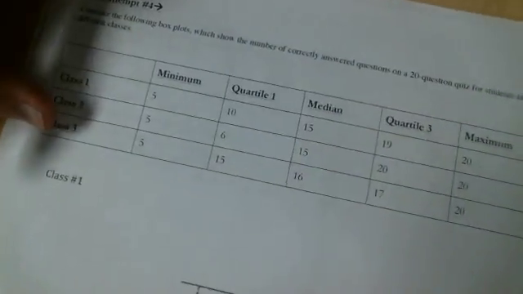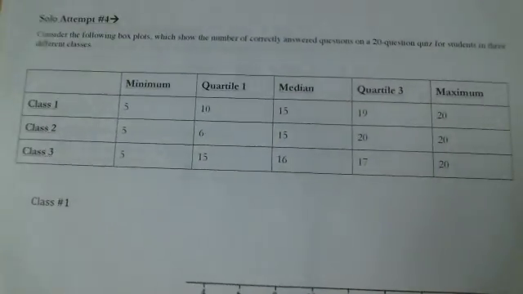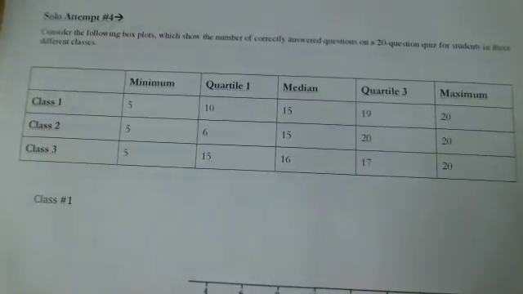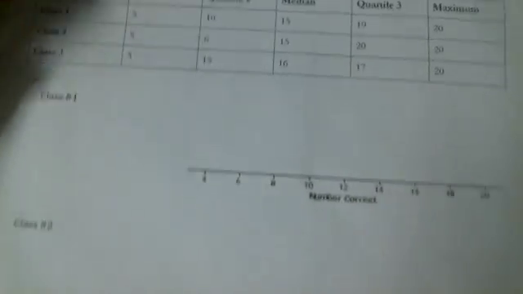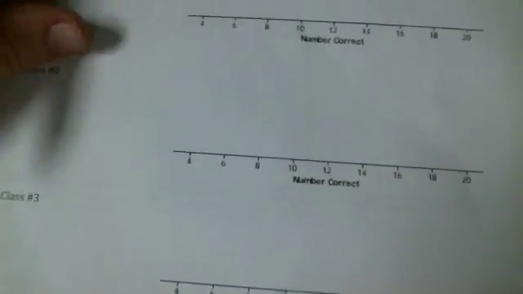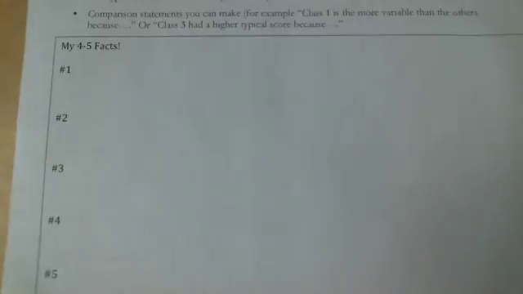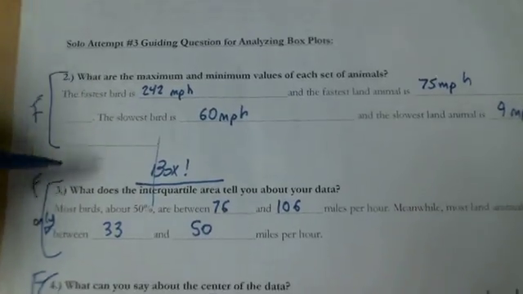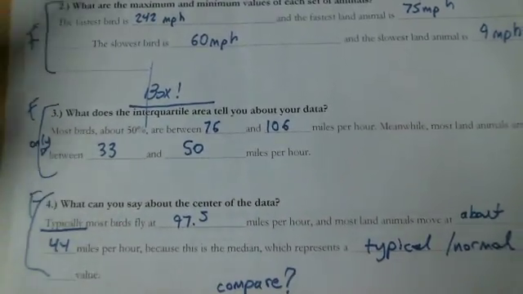you're actually going to take the measures of center of these 3 classes and some tests they took. It was a 20-question quiz. You're going to put them into box plots, and you're going to write about 4 or 5 facts about the data that you see. Remember, you can think about the minimum, maximum values. You can use these guiding questions to help you think about what kind of facts you might write.